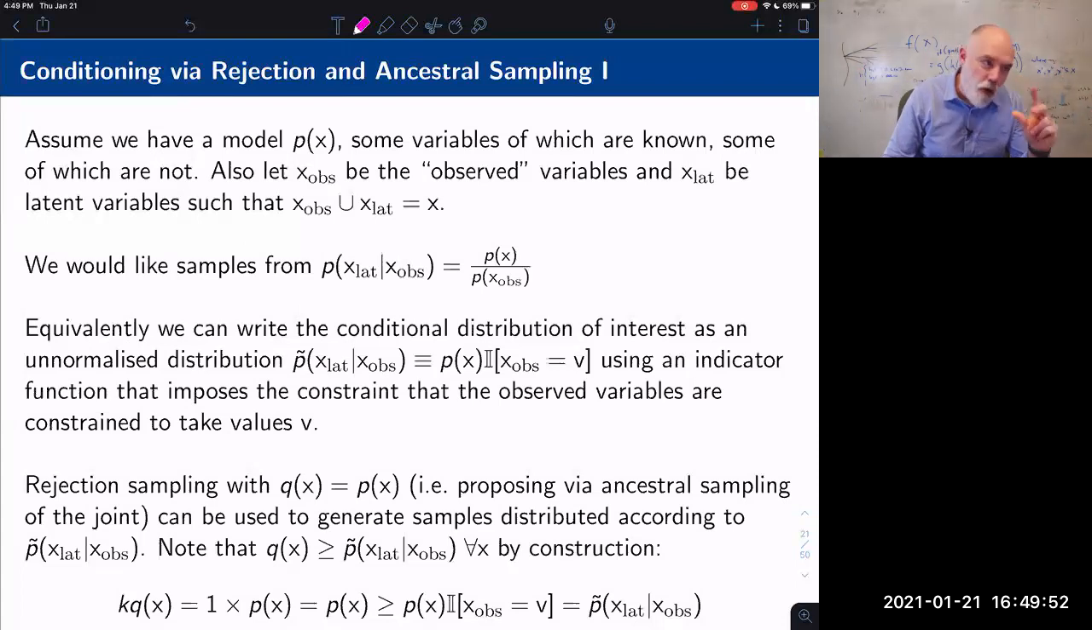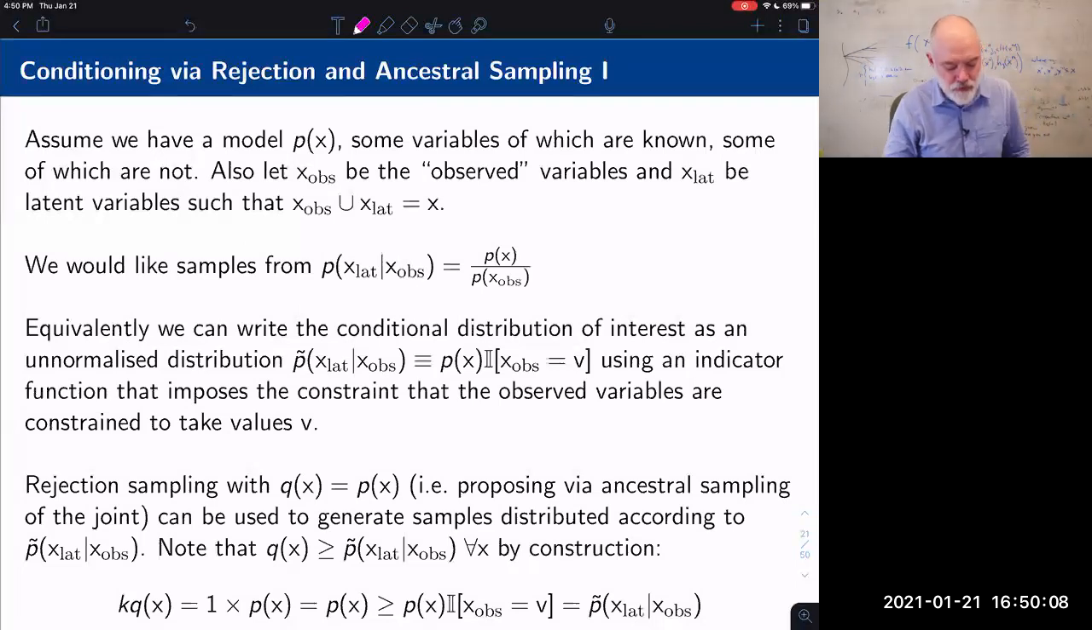I've made it all x here because when we start talking about probabilistic programming, all the variables are going to be x. Well, actually x and y usually, but in some papers, all the variables are x, and some are observed and some are latent. So it doesn't really matter. They're just random variables. Some of them we know the values of.